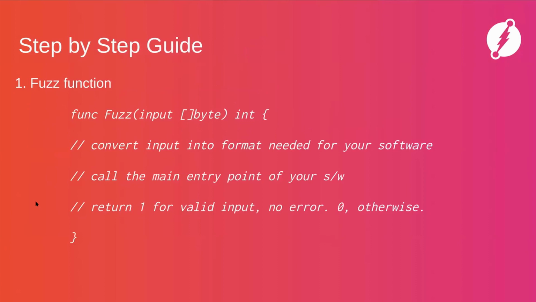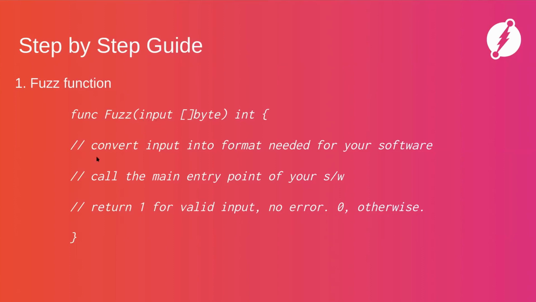The input is basically your seed corpus and any other mutated input that the fuzzer will generate, and it'll call this function with that input. And what you want to do in this fuzz function is convert the input into a format that your software needs. In some cases it could be as is, or in some cases you need to encode it in some different way, and then call the main entry point of your software.